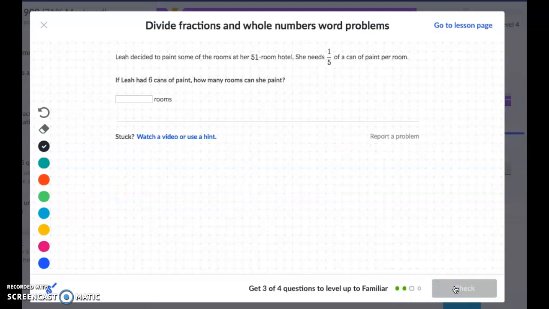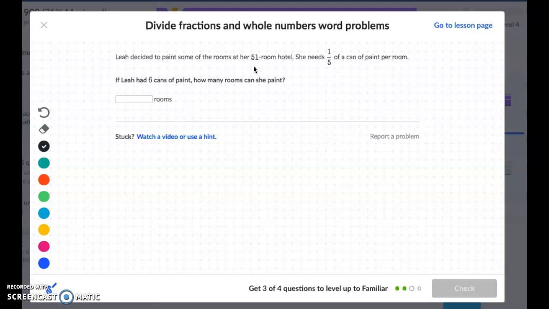Leah decided to paint some of the rooms at her 51-room hotel. She needs 1/5 of a can of paint per room. If Leah had 6 cans of paint, how many rooms can she paint? So in this case, they gave us the 51-room hotel, which is going to throw some people off because we don't need to know about the 51 rooms.